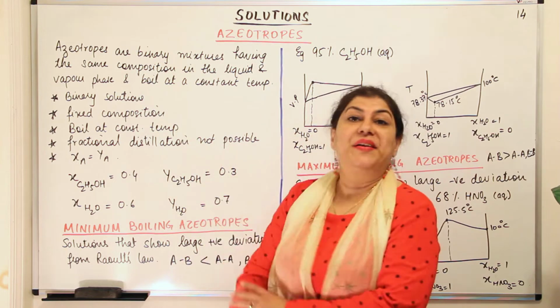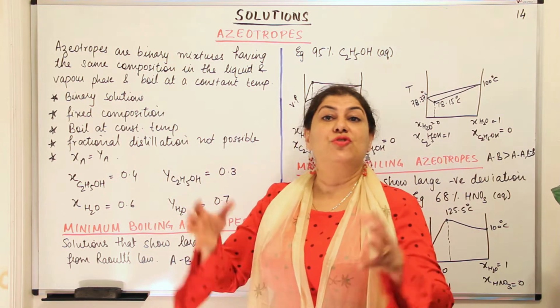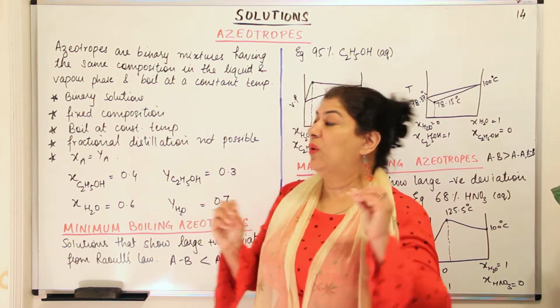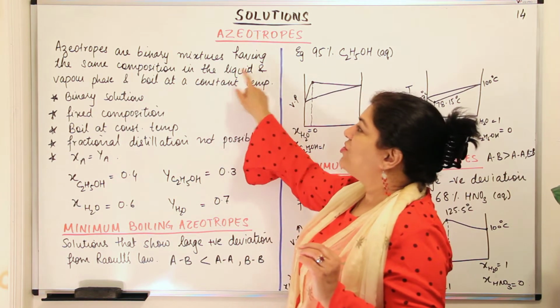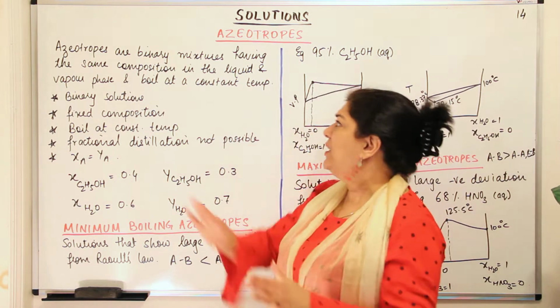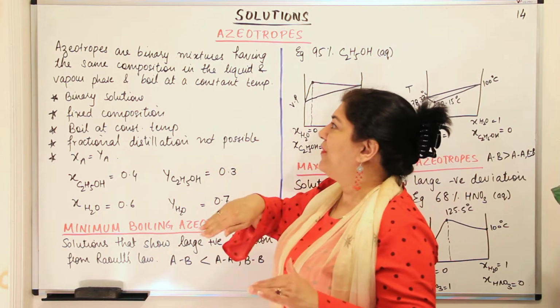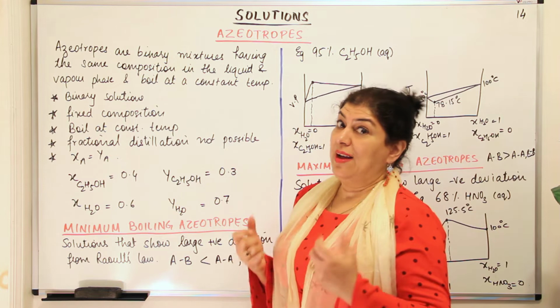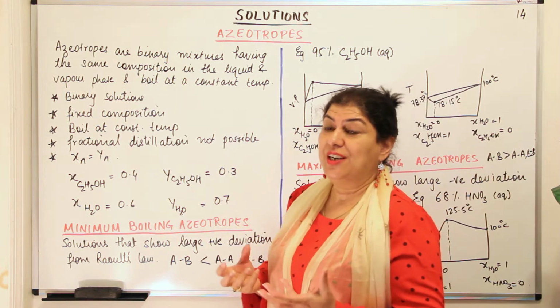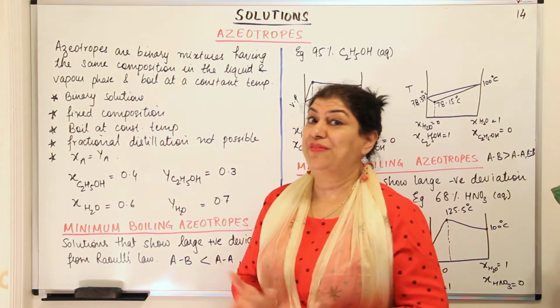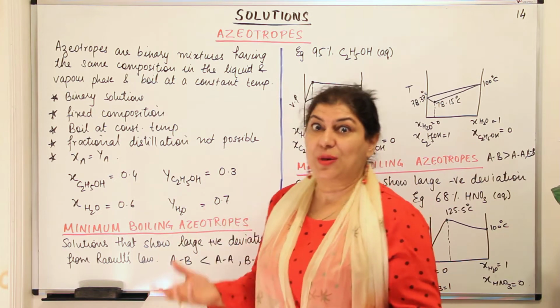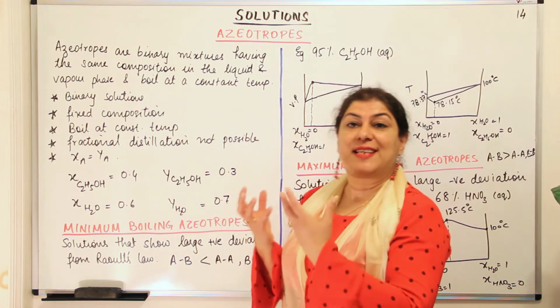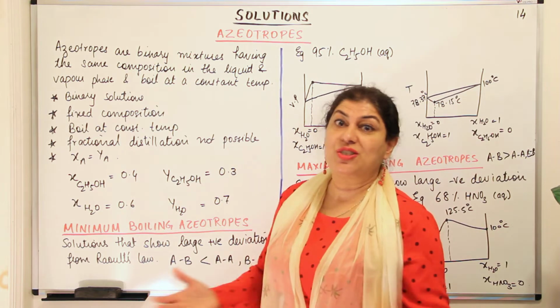Azeotropes are binary mixtures. Binary means mixtures of two components, one solute and one solvent. They are binary mixtures having the same composition in the liquid and the vapor phase, and they boil at a constant temperature. Now, when they boil at a constant temperature, they cannot be separated by fractional distillation. That is the consequence of it. Since they are boiling at the same temperature, it is not possible to separate them.